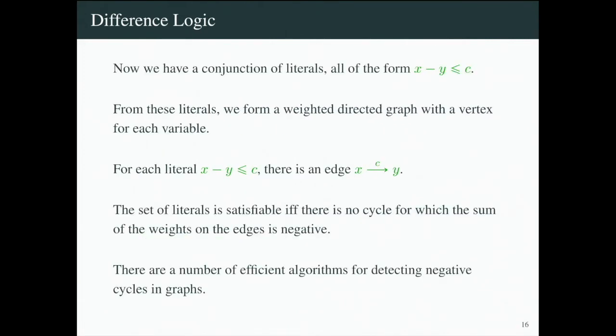Then we have a conjunction of literals. Every literal looks like x minus y less than or equal to a constant. We can form a weighted directed graph with a vertex for each variable. For each constraint x minus y less than or equal to c, we have an edge from x to y labeled by c. It turns out that the set of literals is satisfiable if and only if there's no cycle where the sum of the weights is negative. You can try to prove that as an exercise. There are a number of efficient algorithms for detecting negative cycles, so you can implement that, and now you have a decision procedure for difference logic.